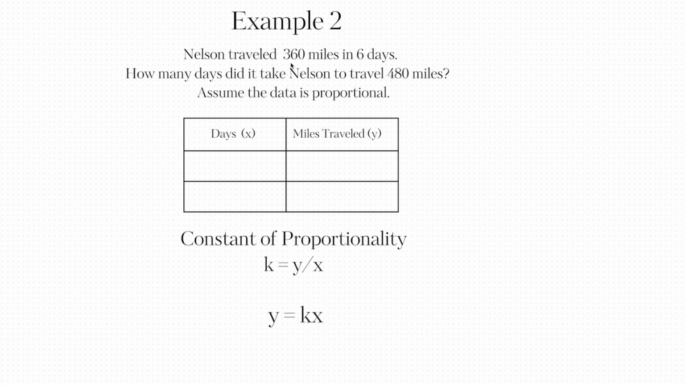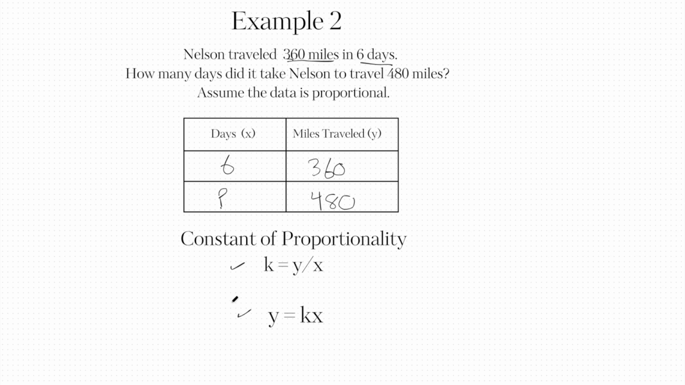The one ratio we know is that Nelson traveled 360 miles in 6 days. So I'm going to put a 6 here for the x value and a 360 here for the y value. And the question is, how many days did it take Nelson to travel 480 miles? So this is going to be the unknown, and then this is going to be 480. Again, we're going to use these two equations to solve for it.